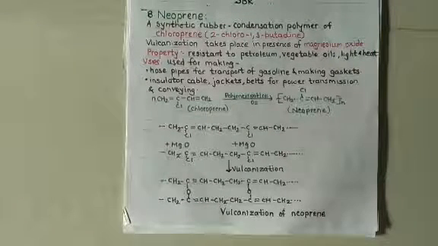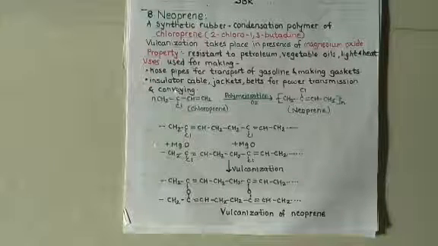Next is neoprene. Neoprene is a synthetic rubber. It is a condensation polymer and obtained from the monomer chloroprene. Chloroprene means 2-chloro-1,3-butadiene. This also undergoes the vulcanization process. Vulcanization takes place in the presence of magnesium oxide.